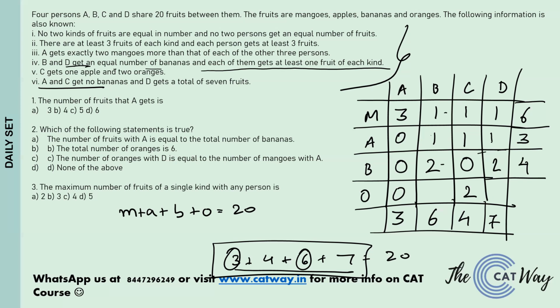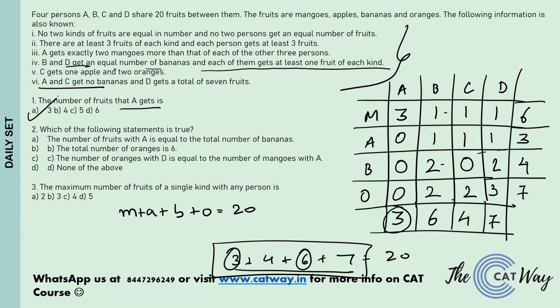Now 1 apple is gone. The total number of oranges with B is going to be equal to 2, and the total number of oranges with D is going to be equal to 3. In total, the number of oranges is going to be 7. Now the set is solved, we can directly move towards the questions. The number of fruits that A gets is 3. Option A is the correct answer.